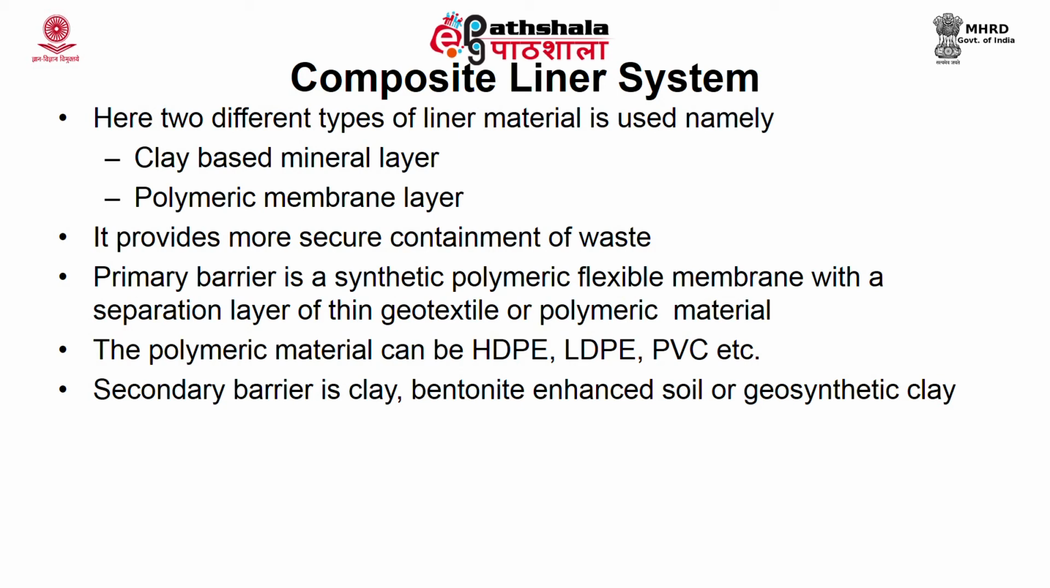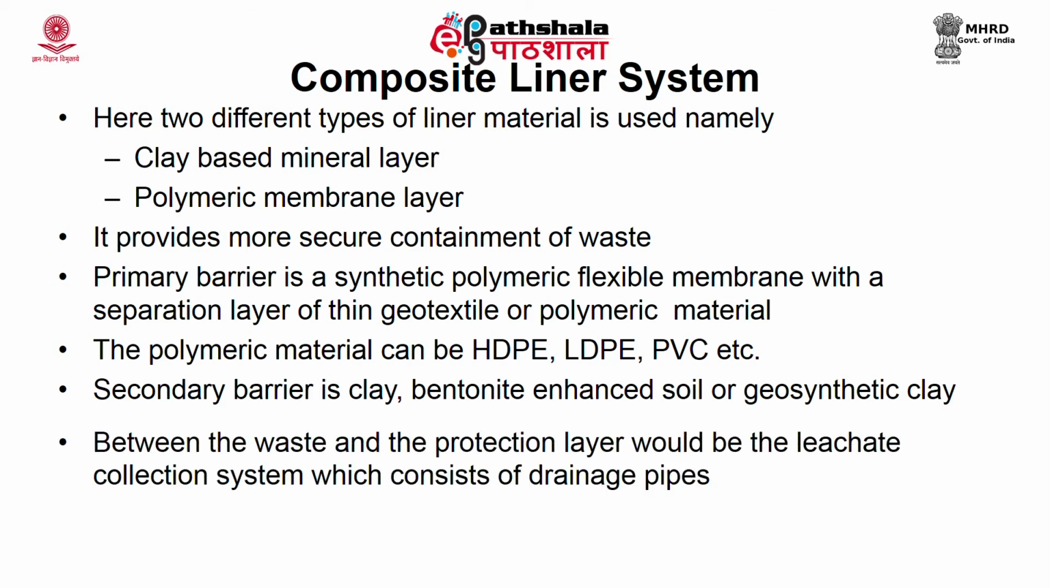Now, a secondary barrier also exists in this composite liner system, which is made up of clay or bentonite enhanced soil, or a geosynthetic clay, which is a clay sandwiched between two geotextile fabrics. They also can be used. Now, again between the waste and the protection layer, you can have a leachate collection system which consists of a drainage pipe lined with a geonet.